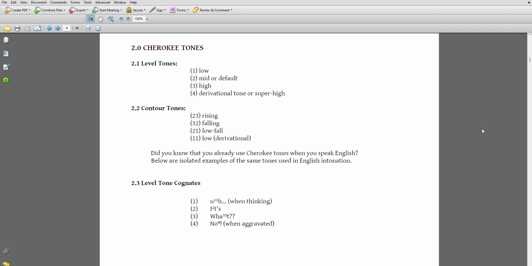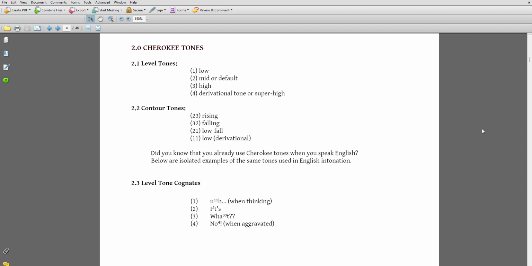There are also contour tones. There's a rising, which is a 2-3, falling, 3-2, low fall, 2-1, and the low, which is derivational, 1-1. Did you know that you already use Cherokee tones when you speak English? Below are isolated examples of the same tones used in English intonation.